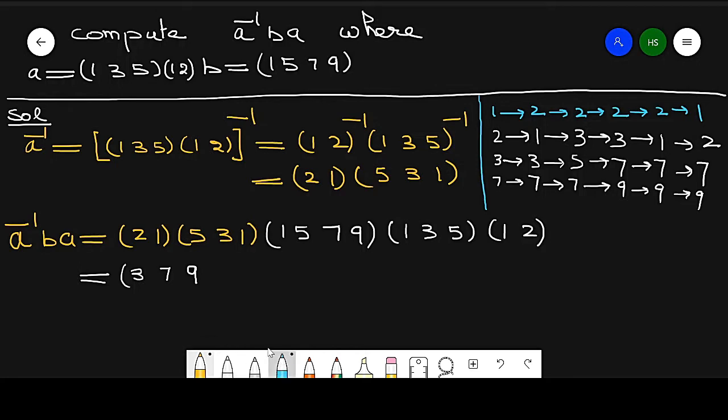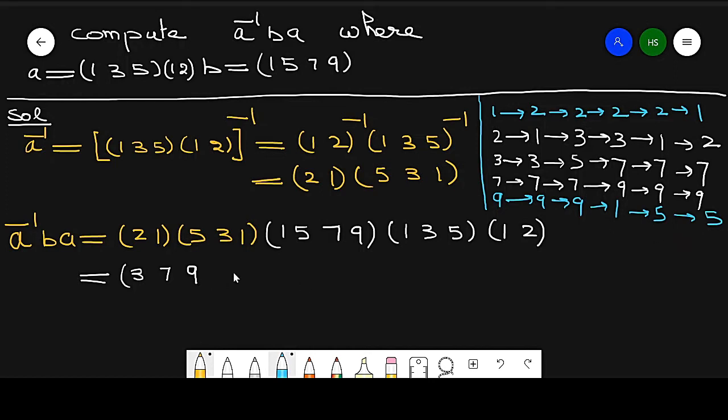Now in the next step, 9. So what is 9? 9, no 9. So 9 goes to 9. Here 9 goes to 9 in this cycle. 9 goes to 1, and here 1 goes to 5. And here 5 goes to 5. So it means 9 goes to 5.